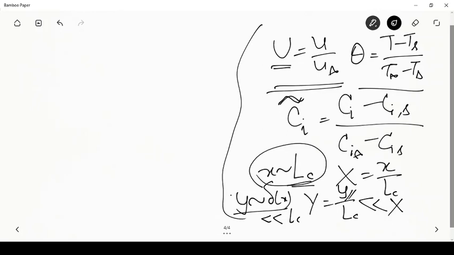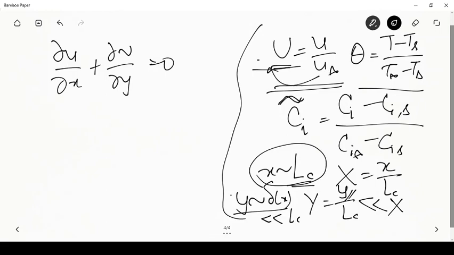Using these boundary layer approximations, if I write the continuity equation, del u by del x plus del v by del y equal to 0, and write this in terms of the non-dimensionalized quantities, I can write u as u infinity into capital U. Similarly, v I can write as small v by u infinity, so small v can be u infinity times capital V. If I take out u infinity here, this will become capital U, and this will become capital V.